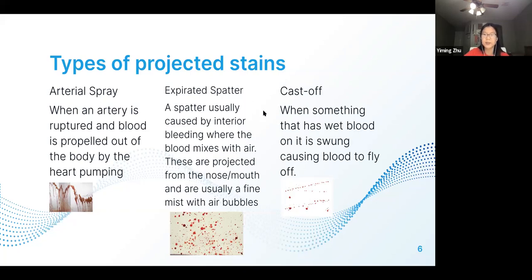Next is expirated spatter, where these are caused by interior bleeding, where the blood mixes with air, and this is projected from the nose or the mouth, and they're usually a fine mist with air bubbles.